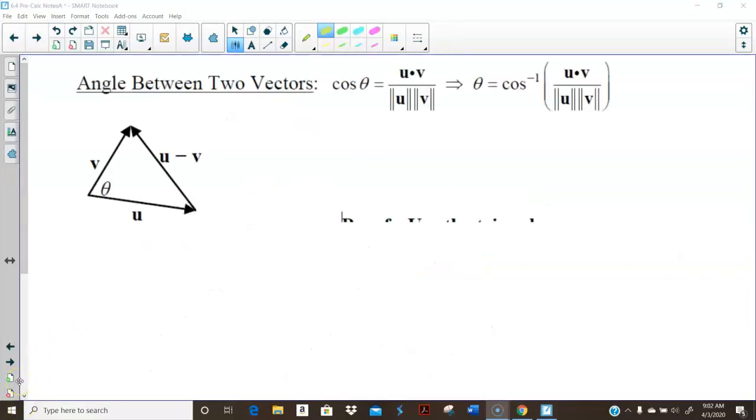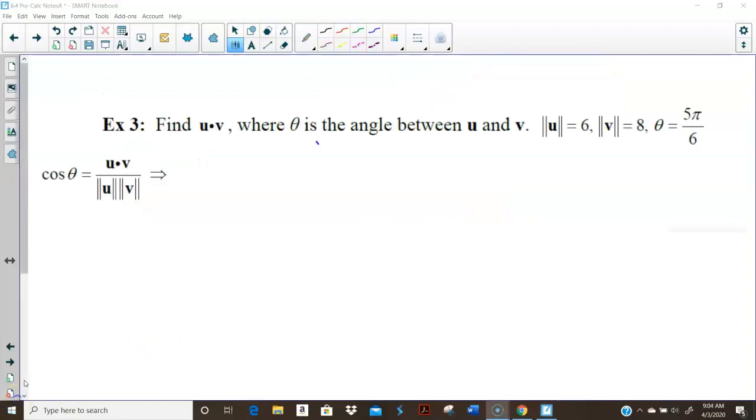To find the angle between two vectors, you use this formula right here. Theta is going to be equal to the inverse cosine of u dot v over the magnitude of u times the magnitude of v. If you want to see the proof for that formula, it is on page 133, and you use the law of cosines to derive that formula. In this example, we're going to use the formula to find u dot v with the given information.